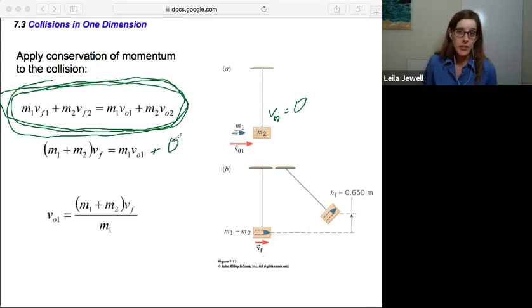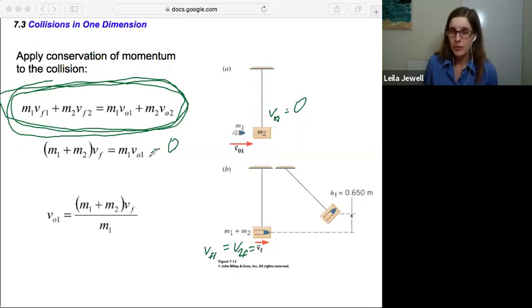The other thing to notice is that because it's a completely inelastic collision, mass 1 and mass 2 are both traveling at the same speed, vf. So we could say here that vf1 is equal to vf2, which is equal to vf. This is one of the really useful things about a completely inelastic collision. Because they're traveling together, they have to be traveling at the same speed. So if we substitute in vf for both of these velocities, then we can factor it out and we just have the final velocity times the total mass. So we end up with this relatively simple equation.